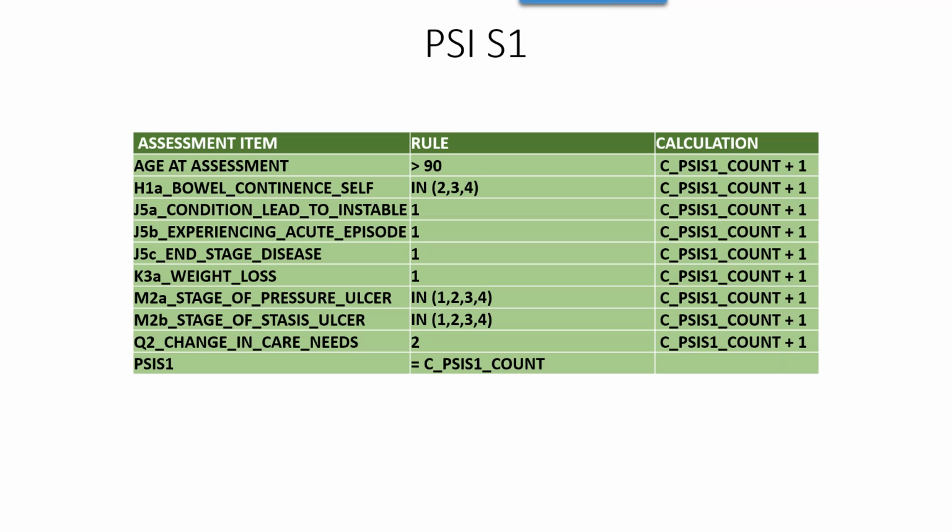Okay, so let's start off and see what PSI-1 is. PSI-1 looks at your age. Are you over 90? It looks at whether or not your bowel continence was 2, 3, or 4 on the scale. It looks at J5A. Remember, the conditions look at instability. If you're experiencing acute episodes, do you have end-stage disease? Weight loss, do you have pressure ulcers? Do you have stasis ulcers? And is your overall health status declined since the last assessment? So for each of these factors, you're going to get a point. And you can see here that we total 9 different items altogether. If you had all 9 of them, obviously your score would be 9. If you had none of them, then your score would be 0. So that's the first scale.